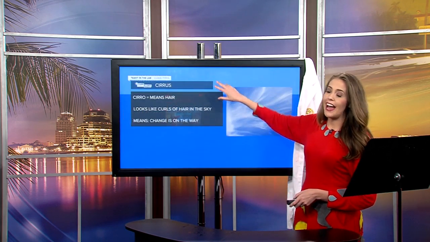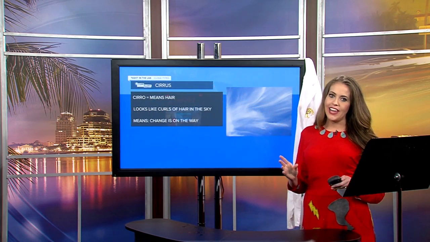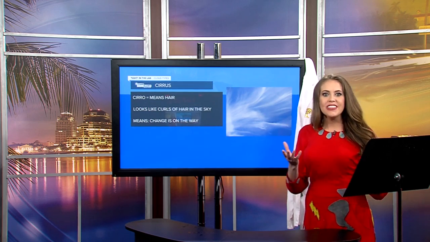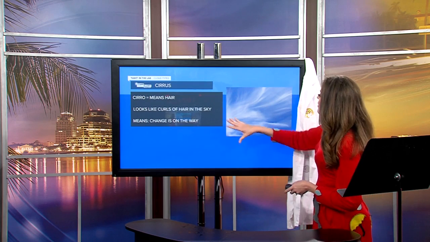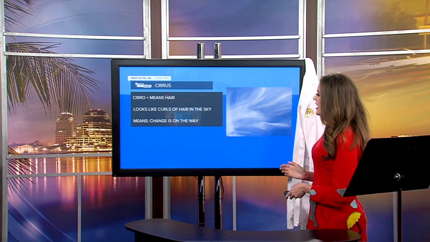We've got our high clouds, and our most common type of high cloud is our cirrus cloud. And cirrus in Latin means hair. So that's what they look like up in the sky. They look like curls of hair in the sky or feathery-like clouds. And this can mean that we'll see fair weather or maybe changes on the way. Of course, take those meanings with a grain of salt.